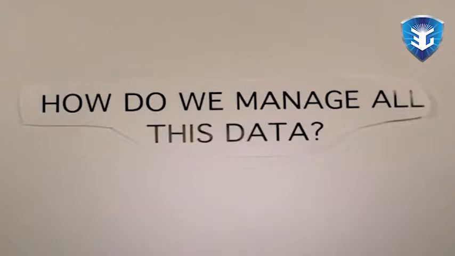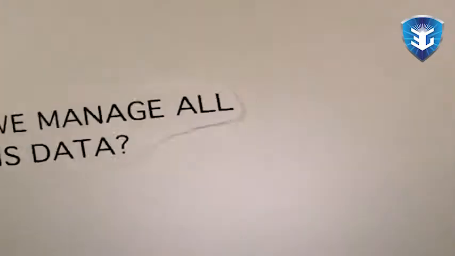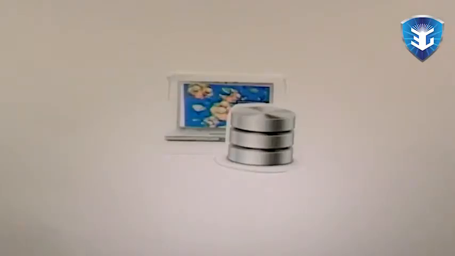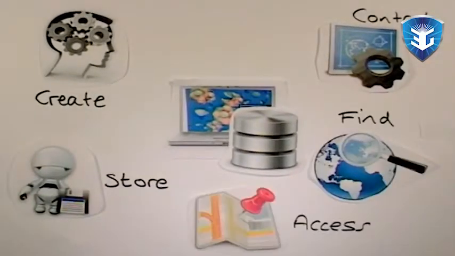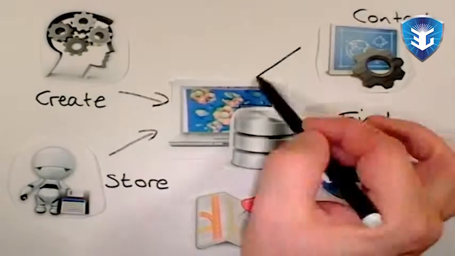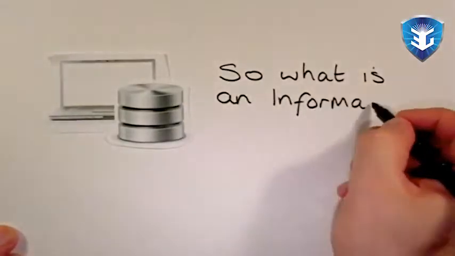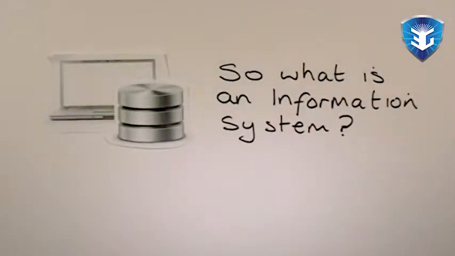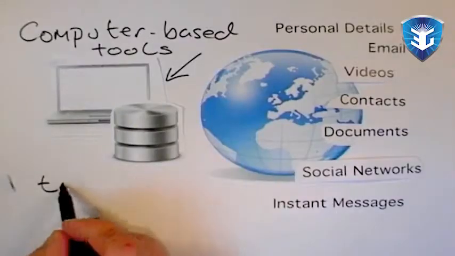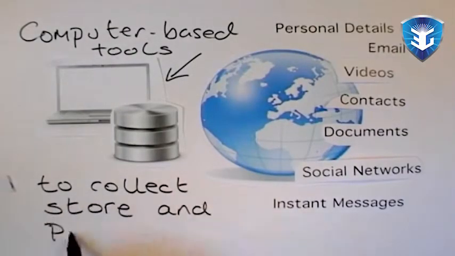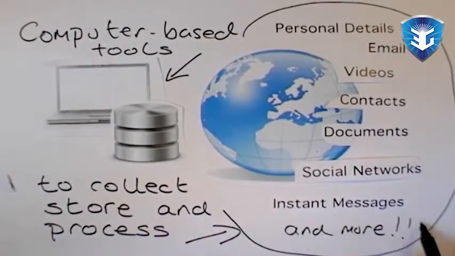How do we manage this massive increase in the data we store? We depend on information systems to help us create, control, store, find, and access this information. So what is an information system? An information system is a set of computer-based tools for collecting, storing, and processing data in our world.